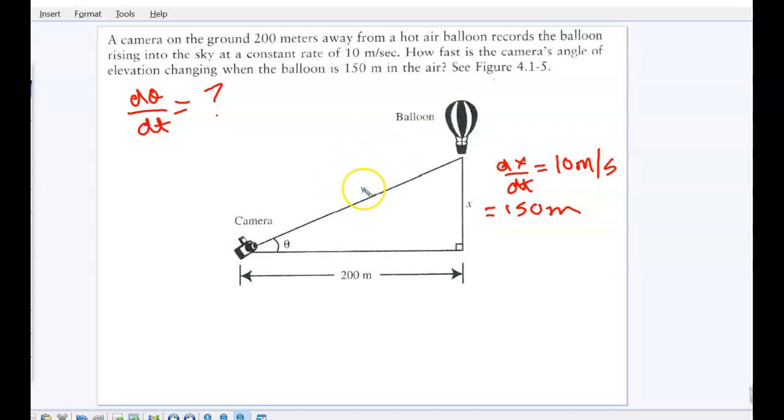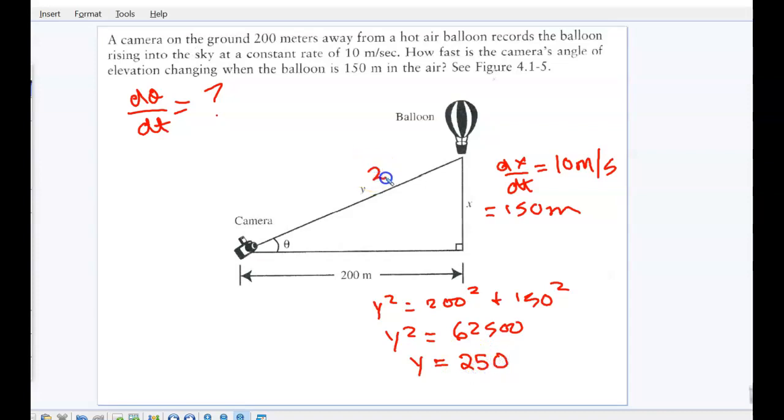So I need to figure out what y is, and I can do that using Pythagoras' theorem. So y squared is going to be 200 squared plus 150 squared. So that's y squared is going to equal 62,500. And if I square root that, I get y is actually plus or minus 250, but we can only deal with the positive because it's a distance. So y is going to be 250 meters. So I've got my three sides of my triangle.